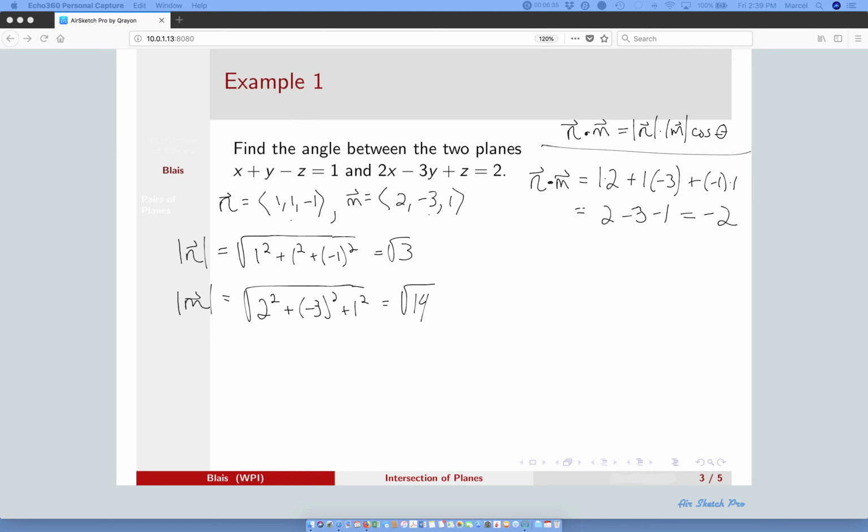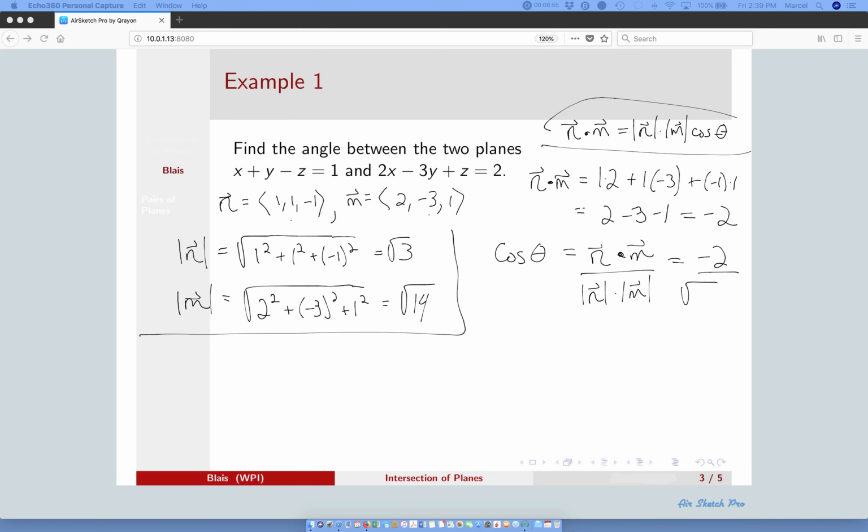Rearranging our dot product equation gives us that cosine of theta is n dot m over the product of the magnitudes of n and m, which we just computed the numerator to be minus 2 and the denominator to be root 3 times root 14, or minus 2 over the square root of 42.